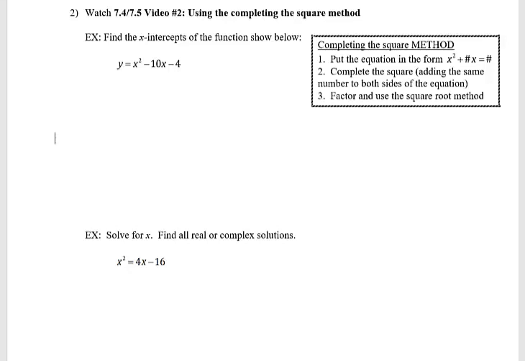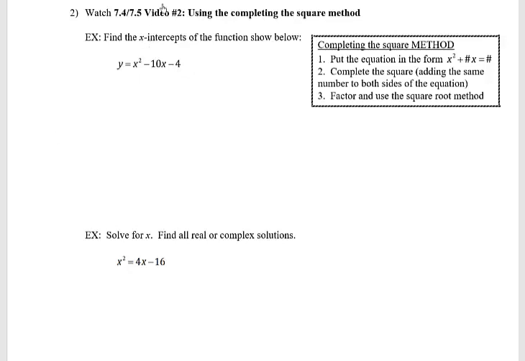This is video number 2 for sections 7.4 and 7.5 using the completing the square method. Let's take a look at this sample problem. Find the x-intercepts of this function shown below. This is a quadratic function in standard form. We know it's a parabola. There's lots of things we could figure out about it.